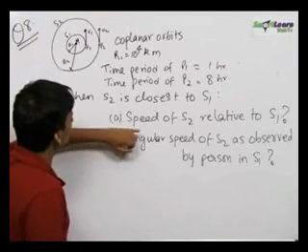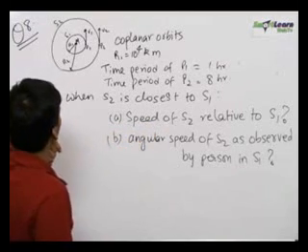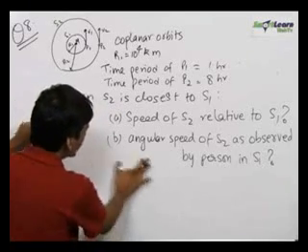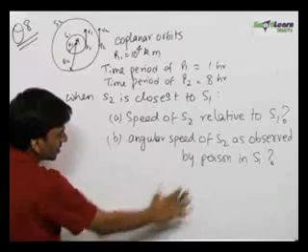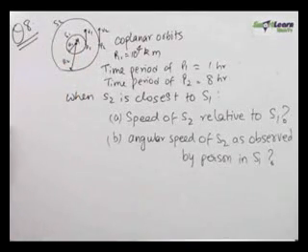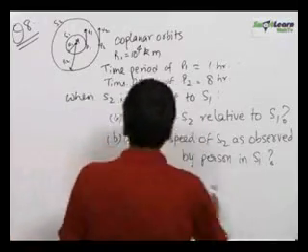We need to find out the speed of S2 relative to S1 when both of them are closest to each other, and also the angular speed of S2 as observed by a person in S1 at the same instant. They are both revolving in the same direction. Now let us solve this question.